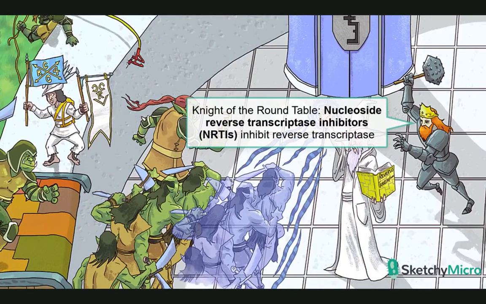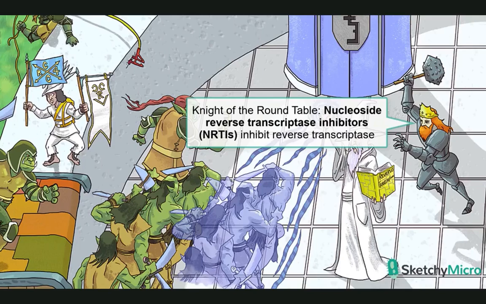Let's break these down. NRTIs, also known as nucleoside or nucleotide reverse transcriptase inhibitors, are nucleotide analogs that competitively block reverse transcriptase. They may be the oldest drug class, but they're still the backbone of combination antiretroviral therapy. In the sketchy universe, NRTIs are represented by the noble knights of the Round Table. See how King Arthur is swinging around a hexagonal weapon?